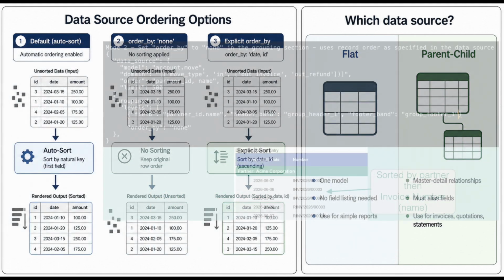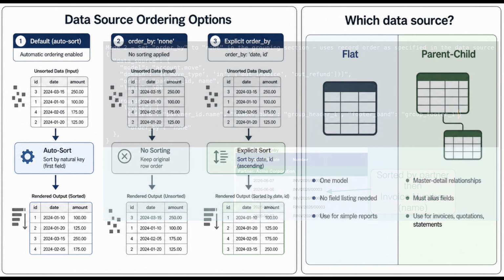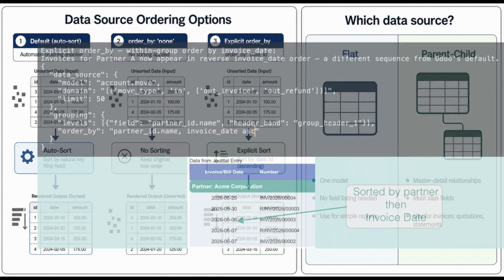Mode 2, setting order by to none in the grouping section. The engine skips the resort entirely. The data source order is preserved as is. Groups may fragment if the data source is not sorted by the nominated group fields. Use this when the selection order must be preserved, such as action-triggered reports where the user expects records in the order they selected them.